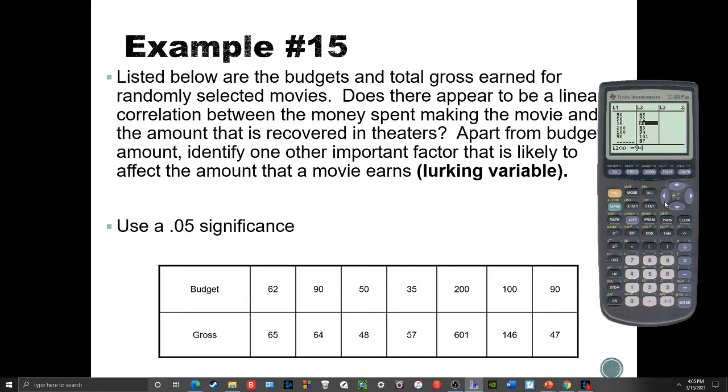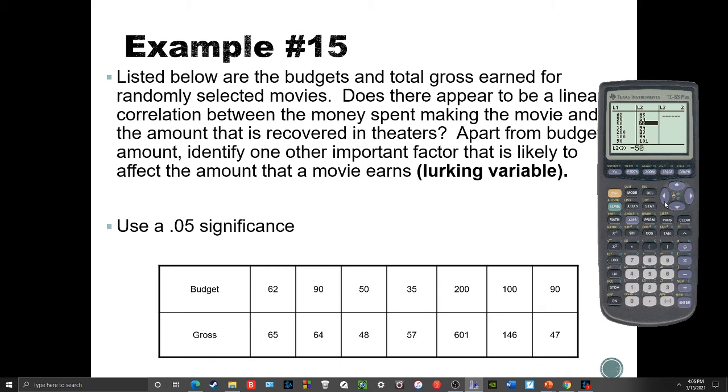And then over here, remember, these are pairs of data, so L1 and L2 should have the same amount of numbers in them, because these are pairs. This is kind of like a matched pair thing. 65 million, 64 million, which is really odd for a 90 million movie to only gross 64 million, right? Less than the 62 million movie. But again, that happens, right? Not every time you spend a bunch of money on a movie is it going to make a bunch of money back. 50 million, oh, sorry, 48.